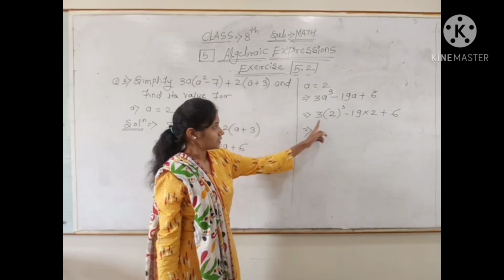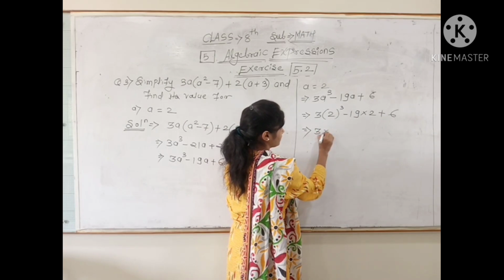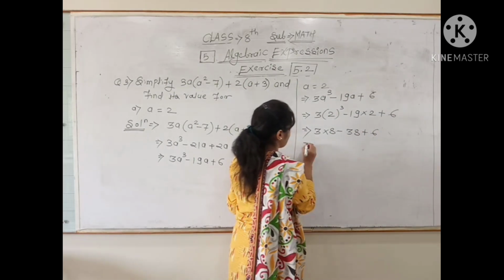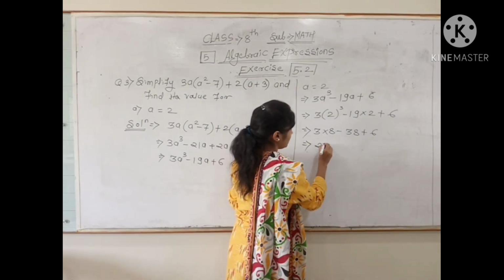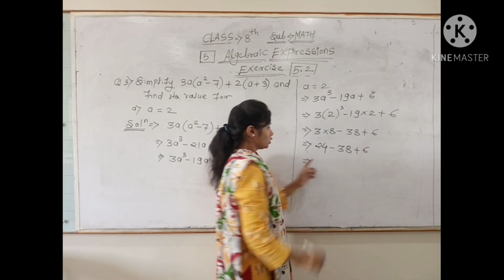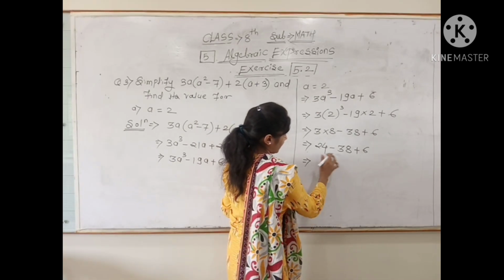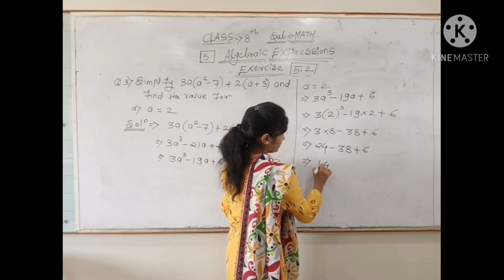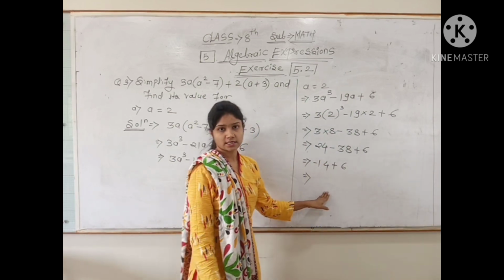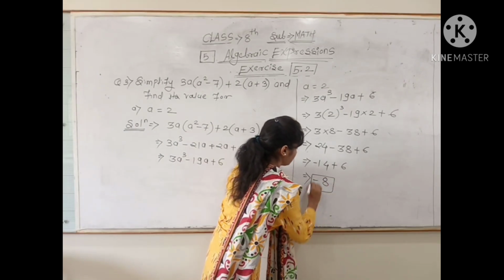Now solve. 3 multiplied by 2 raised to the power 3. What is 2 raised to the power 3? 8. 19 2s are 38, plus 6. 8 3s are 24, minus 38 plus 6. 24 minus 38 is how much? Minus 14. Minus 14 plus 6, how much? Minus 8. So minus 8 is the final answer.